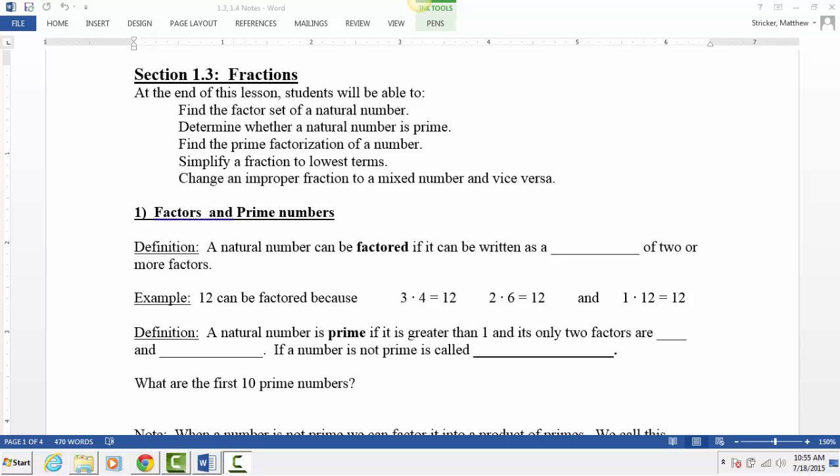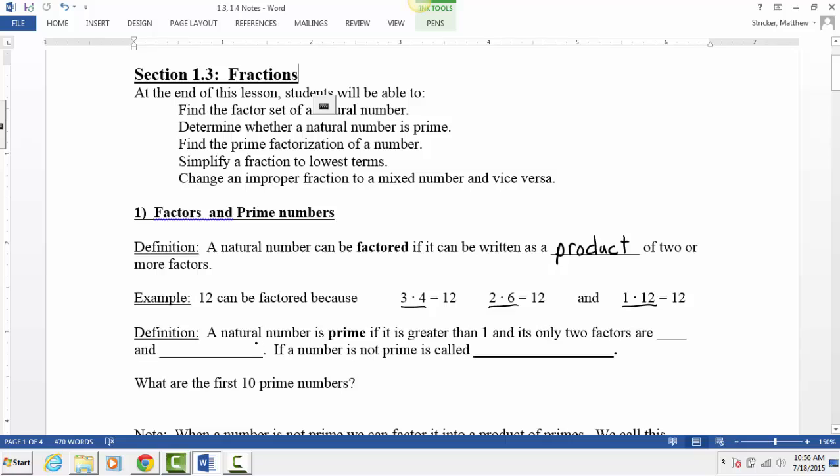The first definition is, what does it mean for a natural number to be factored? It says a natural number can be factored if it can be written as a blank of two or more numbers, and the fill-in that we're looking for there is product. So a number can be factored if it can be written as a product of two or more factors. For example, 12 can be factored because 12 can be rewritten as 3 times 4, or 2 times 6, or 1 times 12.